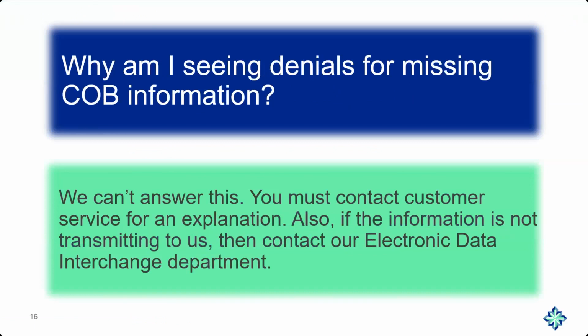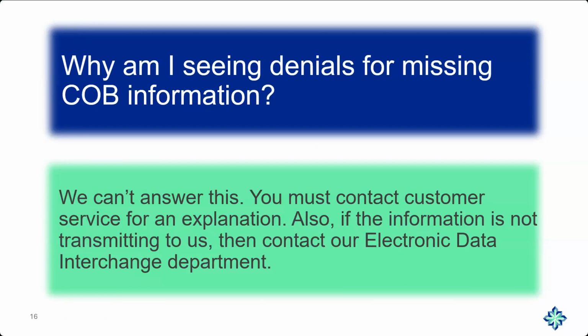The next question is, why am I seeing denials for missing coordination of benefits information? This one we cannot answer. A couple of things. I don't know what the denial is. I don't know what information is missing. I need an internal control number to look this up, except I can't access the system to do that. That has to come through customer service. So contact customer service with your internal control number. They'll be able to help you.